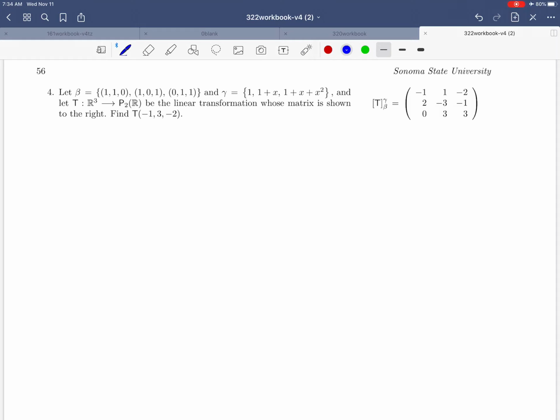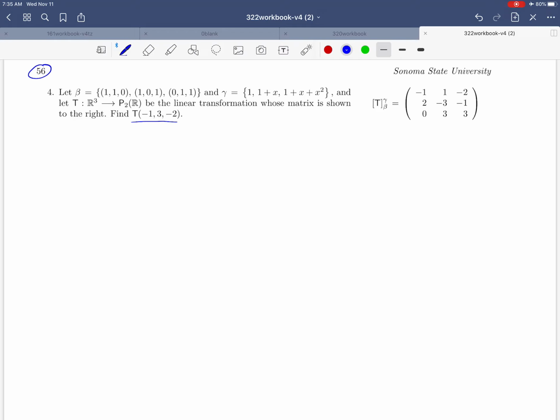Hello everybody, and welcome to exercise 4 on page 56. This is a problem that's similar to exercise 3 in that they're giving us the matrix of a linear transformation and asking us to use that to find the value of the actual transformation at a point. Okay, so let's read this together.